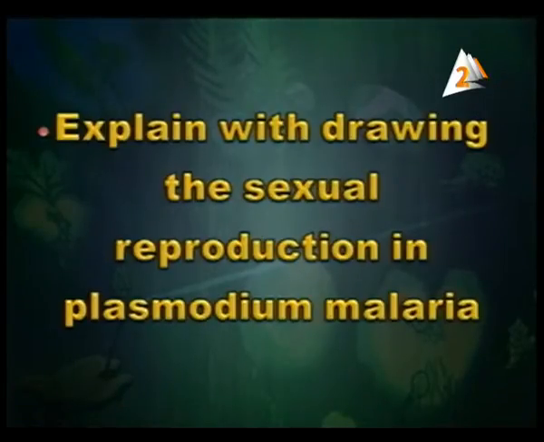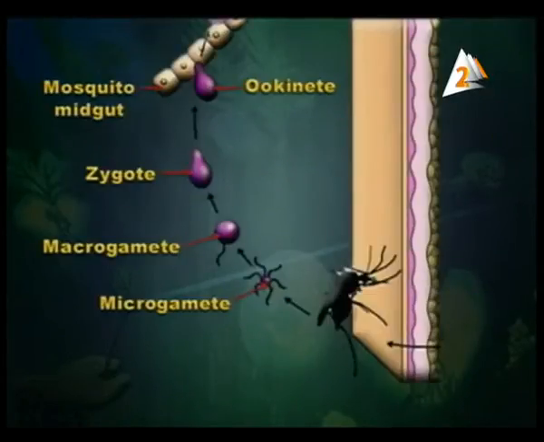Another question. Explain with drawing the sexual reproduction in Plasmodium malaria. Sometimes the question comes: explain the sexual reproduction in Plasmodium malaria. Once we have a life cycle question which contains the word explain, you have to draw the life cycle or the part of the life cycle which represents this question. Okay? Explain with drawing the sexual reproduction in Plasmodium malaria.